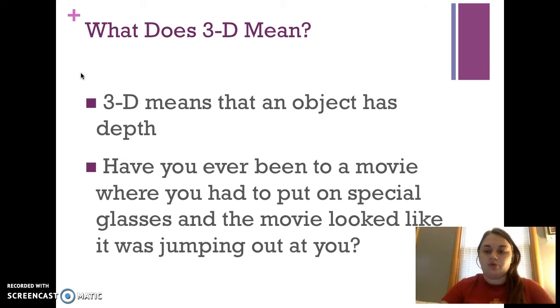Next, I'm going to talk about a couple of the 3D shapes, so I would explain what 3D means first. 3D means that the object has depth, and then I would ask my students if they had ever been to a movie where they had to put on the special glasses and the characters in the movie looked like they were jumping out at you.